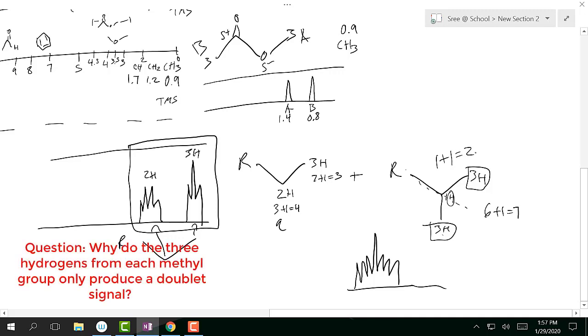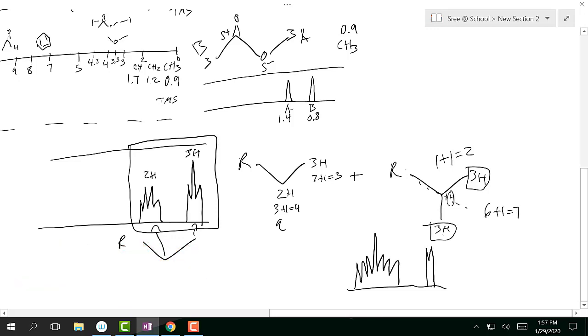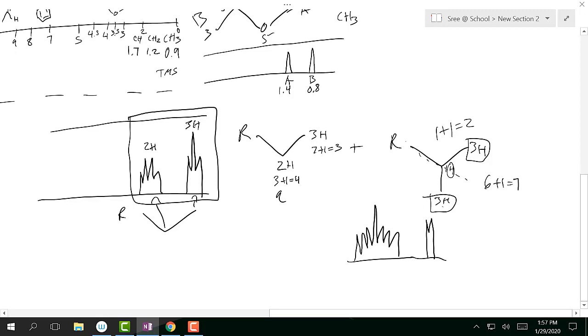Okay. Because they give off the same frequency, they're symmetrical. Okay. And then this is right here because 1 + 1 is 2, and that's a doublet. Okay, and then lastly, tert-butyl.